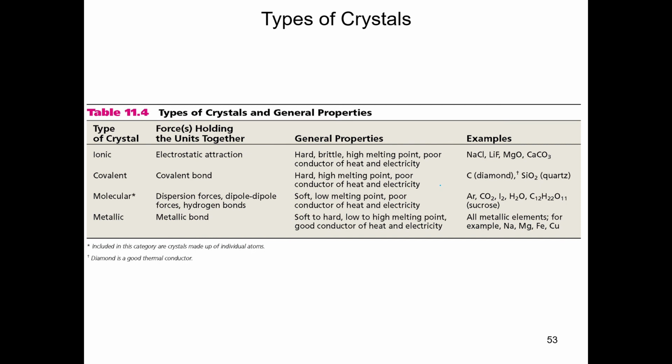So the next one is another example for covalent. So the force that is holding them is covalent bond. Okay, it has a high melting point, hard and poor conductor of heat and electricity. So this is the example. Okay, molecular covalent. Okay, dispersion force, dipole forces, hydrogen bonding. Okay, and then metallic structure is metallic bonding. So example yang ada di sini adalah sodium, magnesium, iron and copper.